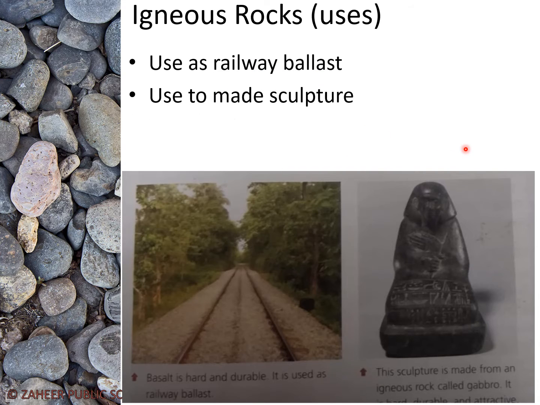Now the uses of igneous rocks. As basalt is very hard and durable, it is used as railway ballast. Another igneous rock, known as gabbro, is also very hard, durable, and attractive, so different types of sculptures are made from this igneous rock. Here you can see the picture of a sculpture.